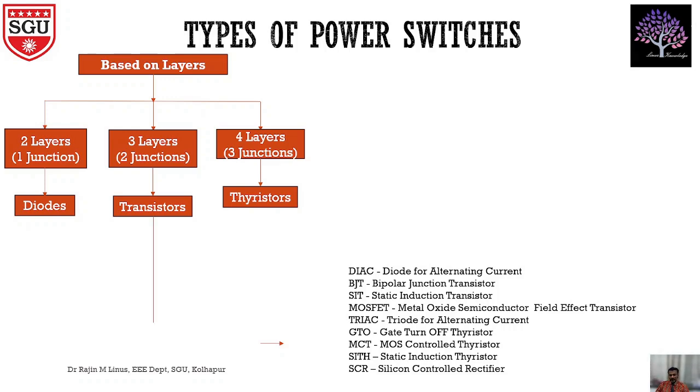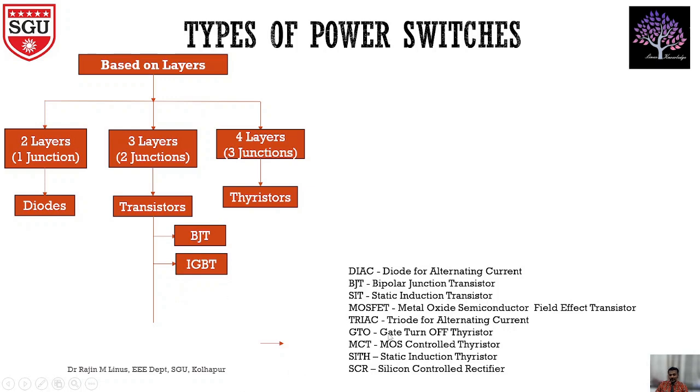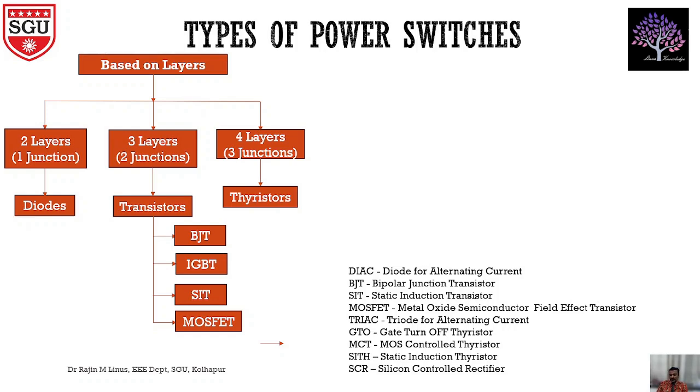Let us see what all the different switches are under the transistors family. First one is BJT. What is the full form of BJT? Bipolar junction transistor. Then IGBT, insulated gate bipolar transistor, and then SIT. SIT is nothing but static induction transistor. Then finally MOSFET, metal oxide semiconductor field effect transistor. So these all come under the transistor family.